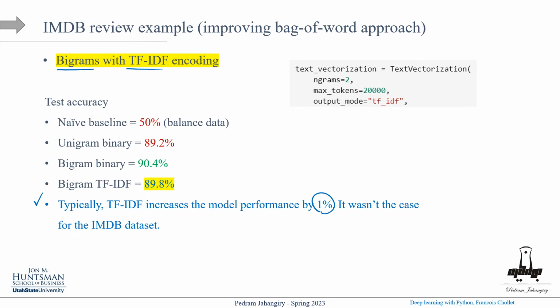So in terms of the text vectorization layer, again, n-grams, we are using the bigrams, 20,000 tokens, and now the encoding is TF-IDF. This is how we do it in TensorFlow. Naive baseline 50%, Unigram binary 89%, Bigram binary 90.4%, and Bigram TF-IDF 89.8%. So it is better than Unigram simply because the Bigram part was better, but it is worse than Bigram binary simply because TF-IDF did not work here. Again, typically TF-IDF for text classification is going to increase the performance by 1%.